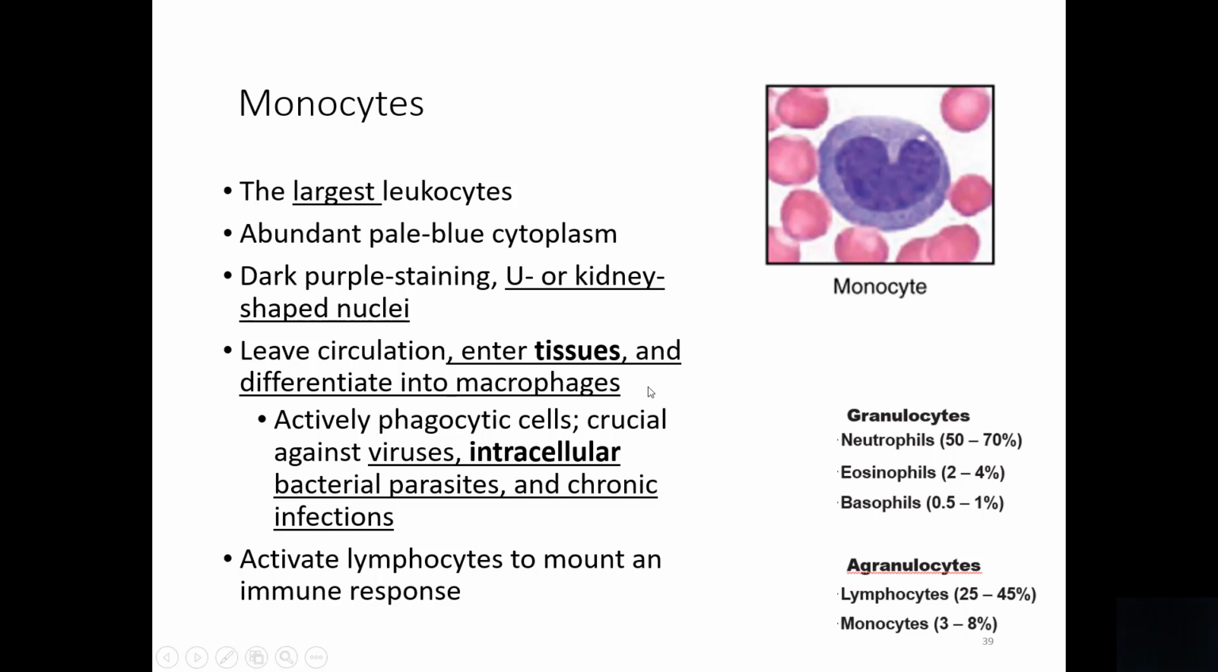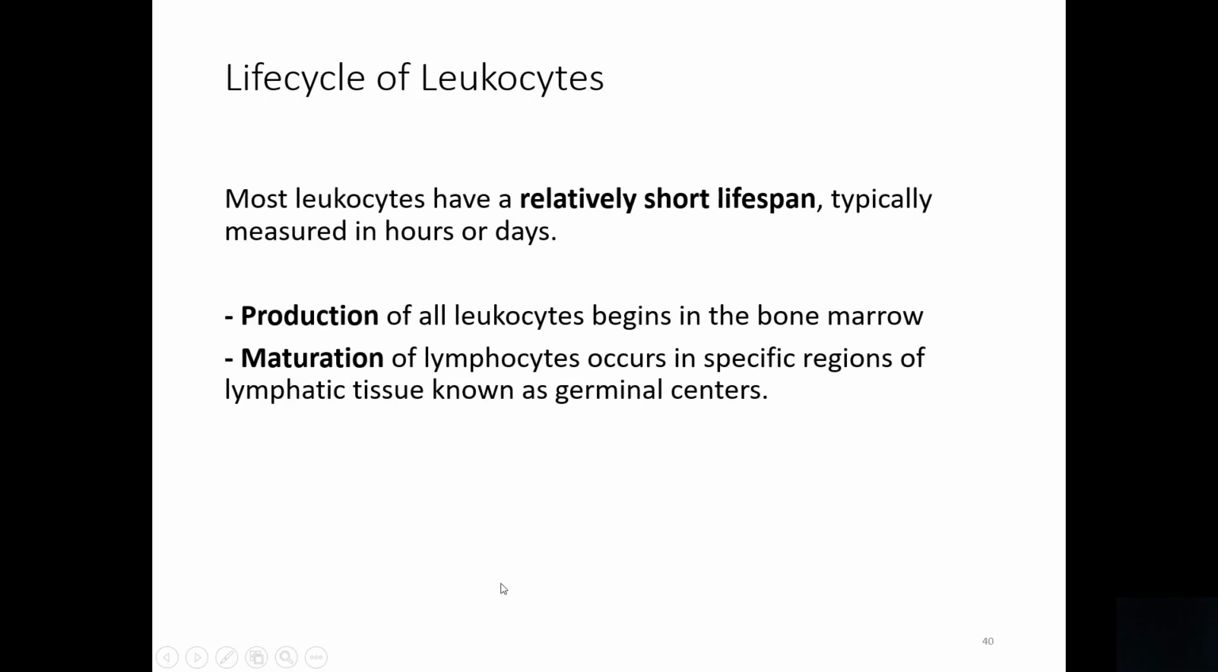So they phagocytize bacteria and viruses. They are actively phagocytic cells, and they fight viruses and intracellular bacterial parasites, those located inside of the cell, and their amount usually is high when somebody is suffering from chronic infections. Chronic infection is the one that lasts usually longer than 1 month.